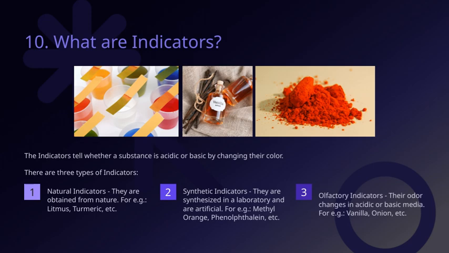To summarize, there are 3 main types of indicators: olfactory, synthetic, and natural. They all serve the same fundamental purpose: to tell us whether a substance is acidic or basic by changing their color, or, in some cases, their smell. This helps us understand the nature of various substances in a simple and effective way.